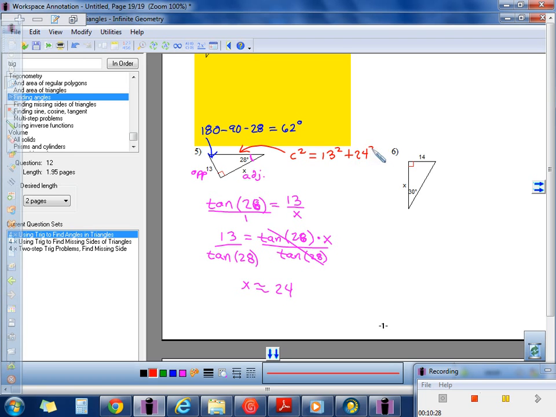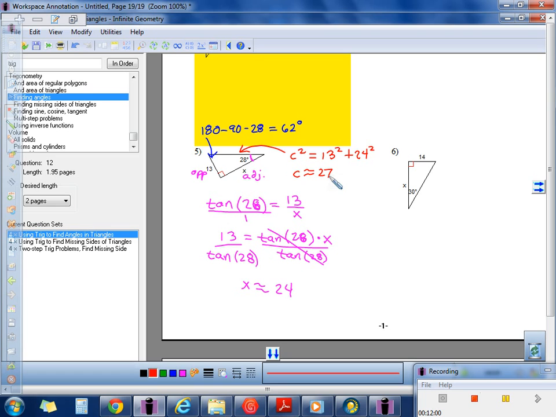Now, since we're using this rounded 24, our c is not going to be perfect. However, it's just seeing, can you do this process and find all the missing sides? So let's see what we get for our c squared term. All right, I'm hearing that we get c is approximately 27.